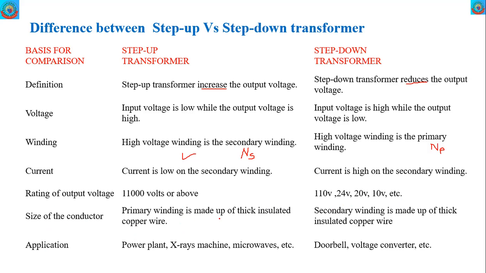Size of the conductor. Primary winding is made up of thick insulated copper wire. Secondary winding is made up of thick insulated copper.